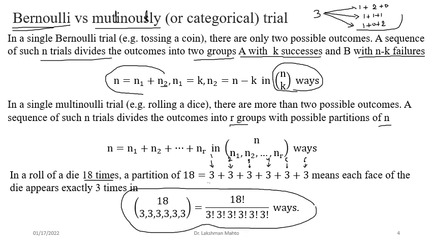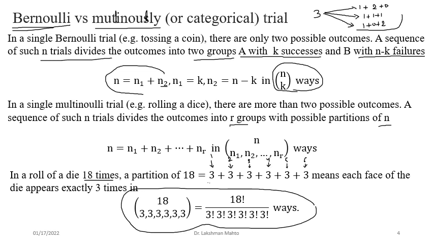So there are various ways to come up with each phase exactly three times. In how many ways may it come? There would be various arrangements. So here it is definitely a very long way. And here we call it a multinomial situation. It is a multinomial coefficient.